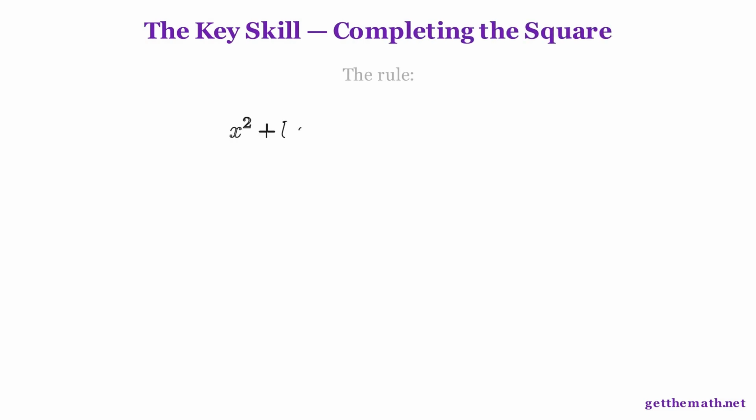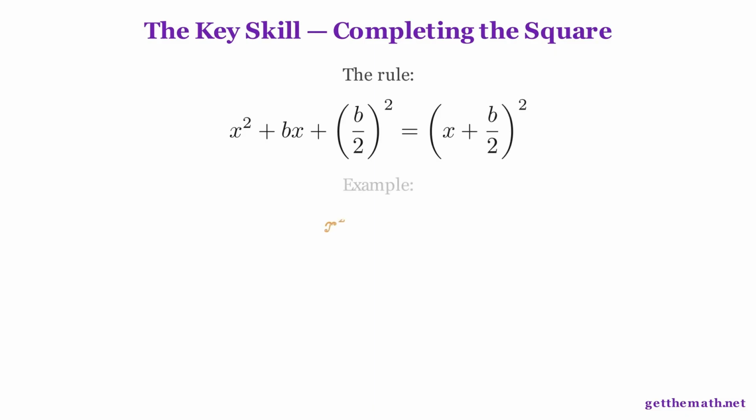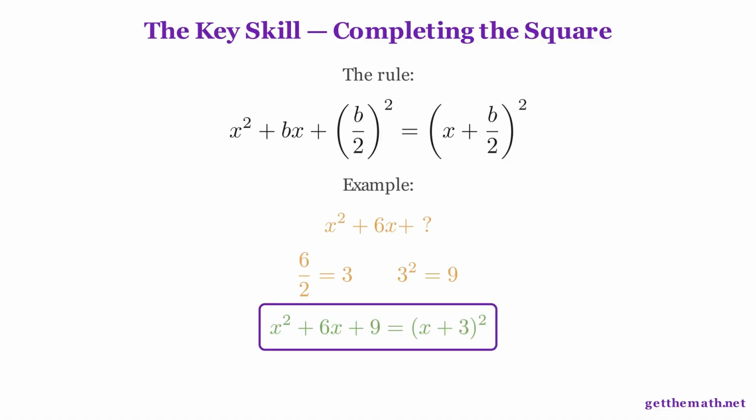Before we jump into the problems, let us review the key skill. To complete the square, you take the coefficient of your x term, divide it by 2, and then square it. That number gets added to both sides of the equation. For example, x squared plus 6x. Take 6, divide by 2, you get 3. Square it, 3 squared is 9. So x squared plus 6x plus 9 factors perfectly into (x plus 3) squared. That is the move we will use twice, once for x and once for y.